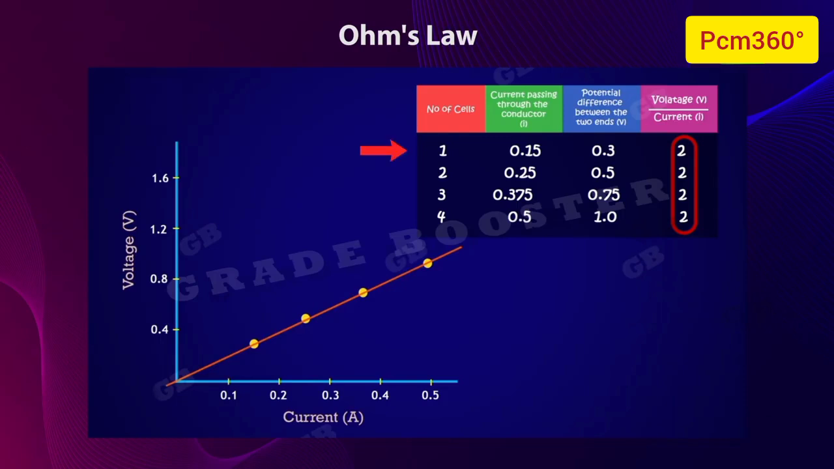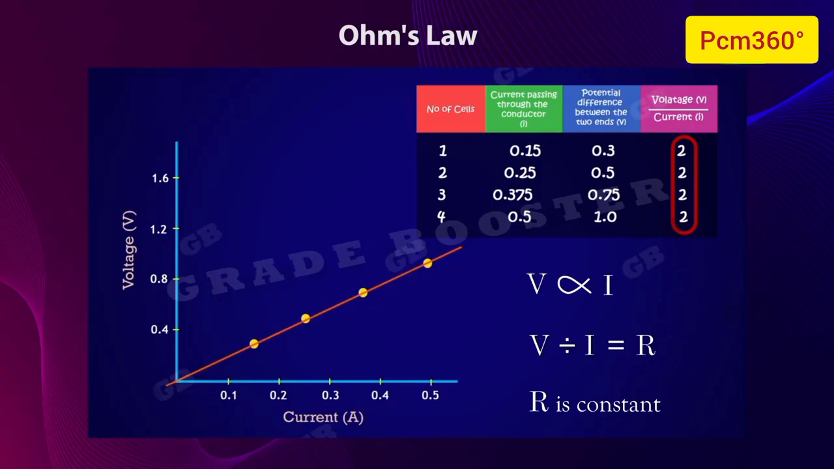With one cell, the current value is 0.15 and voltage is 0.3. And with two cells, the current value is 0.25 and voltage is 0.5. With three cells, the current is 0.375 and voltage is 0.75. With 4 cells, the current is 0.5 and voltage is 1.0. So we have plotted these values on the graph. Now the VI graph has a straight line passing through the origin, which indicates that V is proportional to I, or V by I is constant.